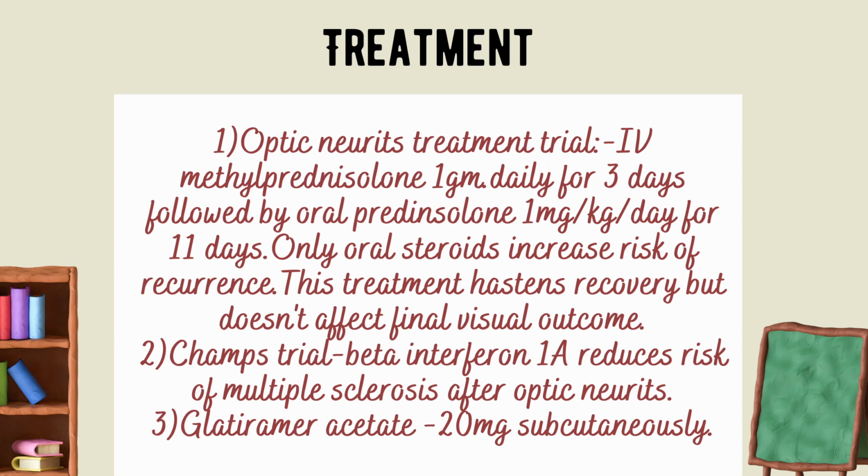Then next is treatment. So how can you treat optic neuritis? You can go for the Optic Neuritis Treatment Trial, where you will give IV methylprednisolone 1 gram daily for 3 days, and then you will give oral prednisolone 1 mg per kg per day for 11 days. If you give only oral steroids, then there will be an increased risk of recurrence of optic neuritis. And this treatment of giving steroids will hasten recovery, but it won't affect the visual outcome, meaning the visual loss that is going to happen, it won't affect that.